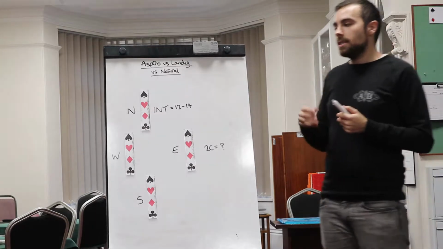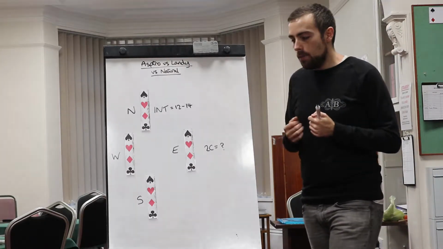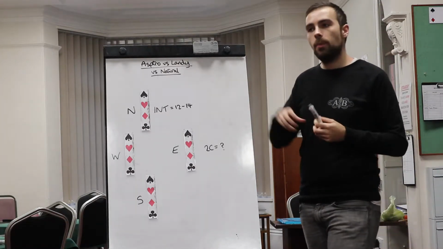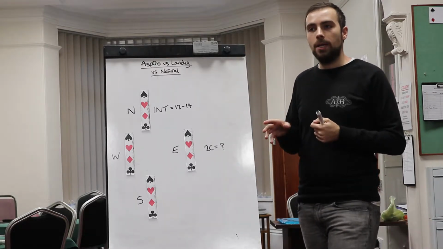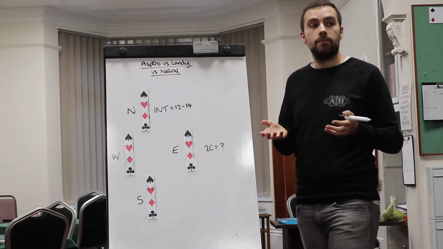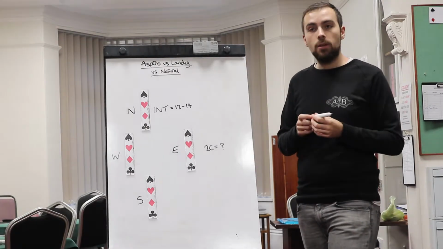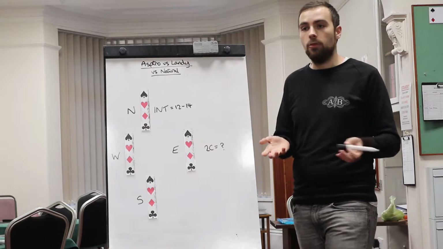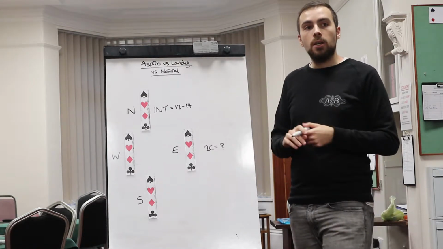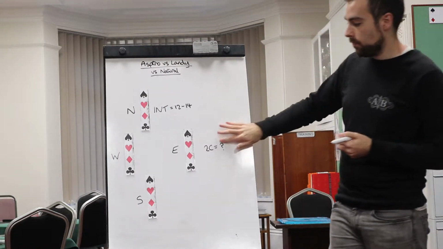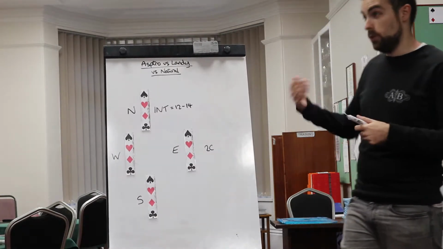So, starting with the most simplistic way, natural defence to one no trump. If the opponents open one no trump, whatever you bid is the suit you've got. Hooray, easy. I don't actually have to do much talking on that because it means if you bid 2 clubs, you have clubs. If you bid 2 diamonds, you have diamonds.